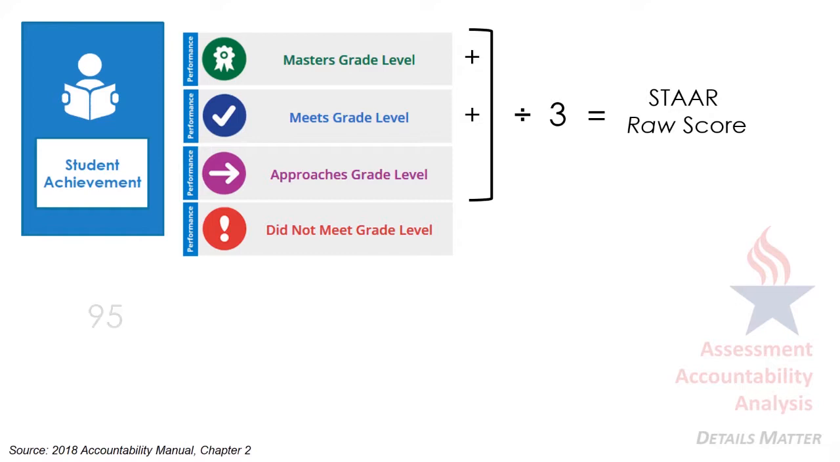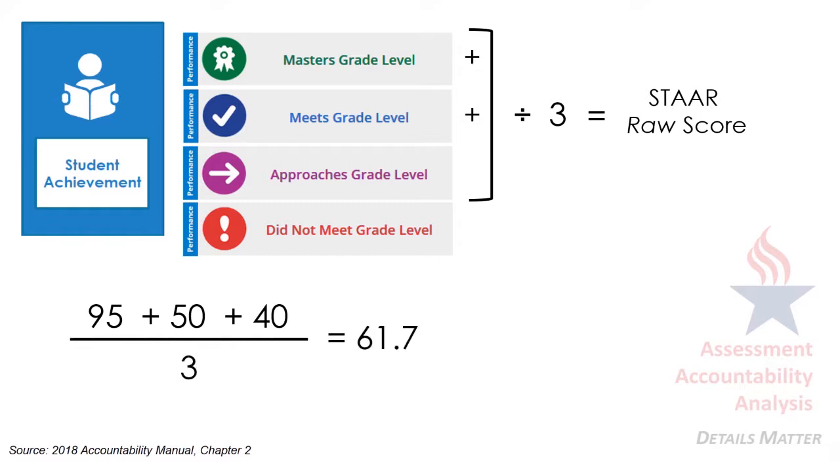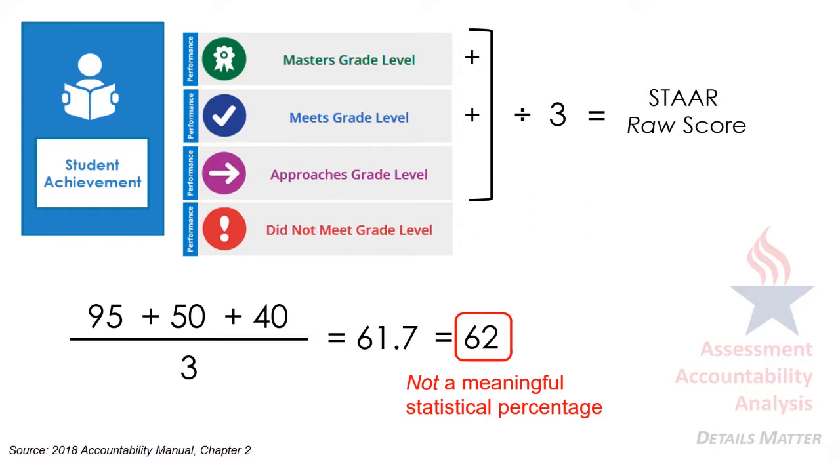For example, suppose a campus had 95% of its students achieve approaches on all STAAR tests, but only half of them achieved meets and 40% achieved masters. The average of those 3 percentages is 61.7, rounded to 62. Mathematically, that 62 is correct, but statistically, it's meaningless. It tells you nothing about the students' achievement at any of the 3 performance levels, understating the 95 and overstating the 50 and 40 that went into producing it. The connection between the performance levels and the average is, simply put, weak.